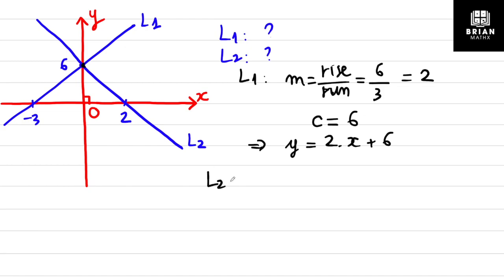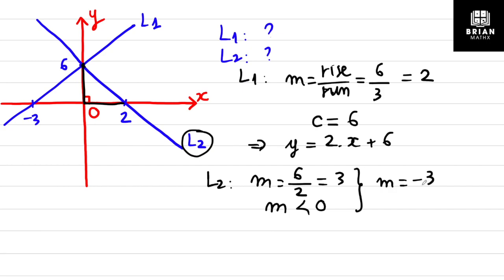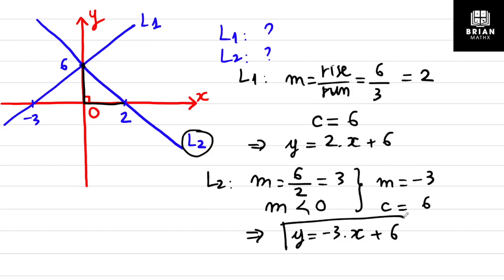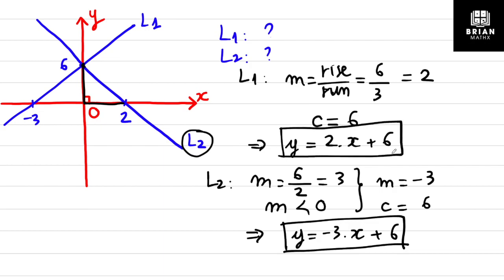About L2, this one is L2 or line 2. You got m equals rise over run, 6 divided by 2, and equal to 3. But this line is a decreasing line, so m has to be less than 0. That's why you got m equal to negative 3. And how about c? Also equal to 6. And the full equation of L2 is y equals negative 3x plus 6. For this one, negative gradient. For this one, positive gradient. That's all. That is not too difficult, right?